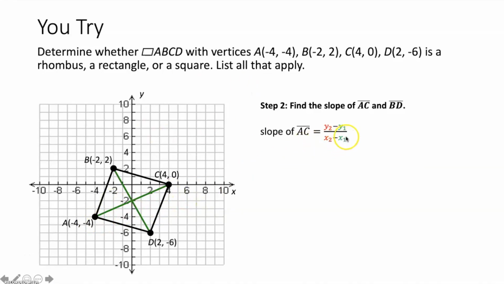To do that, we use the slope formula, y sub 2 minus y sub 1 over x sub 2 minus x sub 1. We choose one of our points to be x sub 1, y sub 1, the other one to be x sub 2, y sub 2. Plug the coordinates into their corresponding spot in the slope formula and simplify. 0 minus -4 is the same as 0 plus 4.